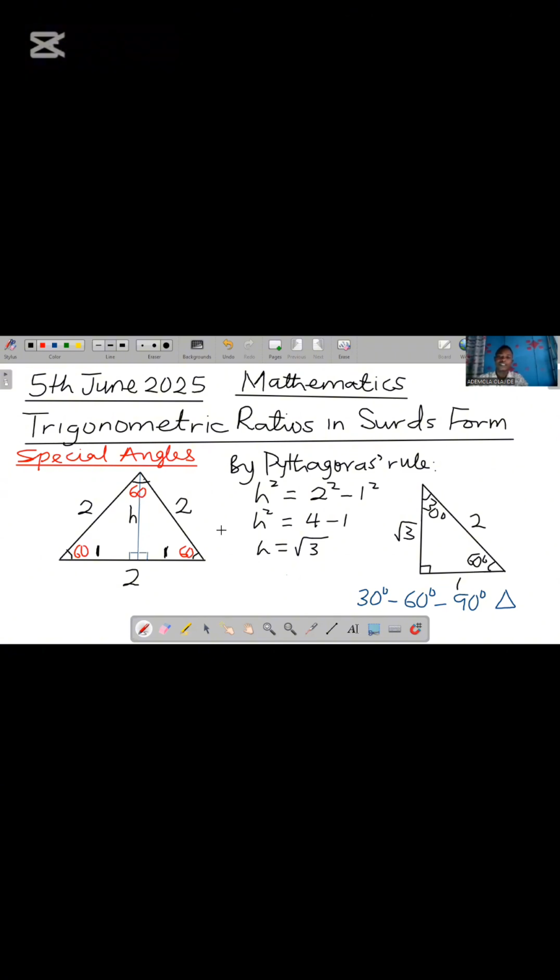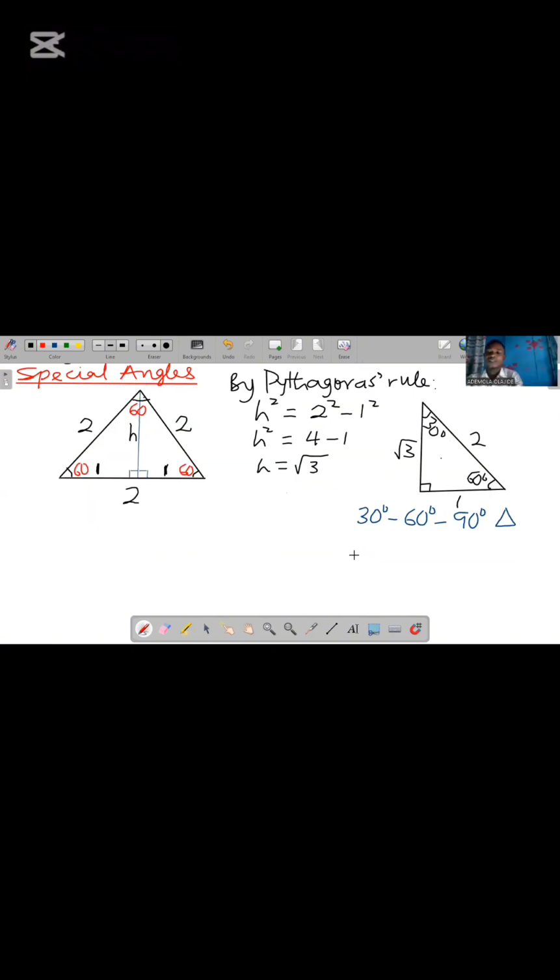First, let's look at the 30, 60, 90-degree triangle. And we obtain that from this equilateral triangle. We find the height, which is the line of symmetry there. We obtain root 3, and from there we can use this to obtain exact values for the trigonometry of these angles. For example, if we want to find tan 30 degrees, we come here, it is opposite over adjacent, that is 1 over root 3.